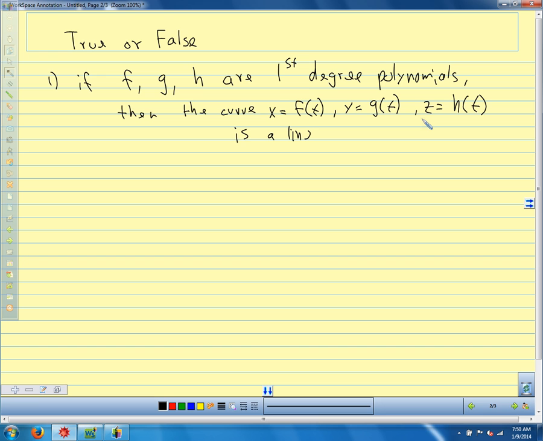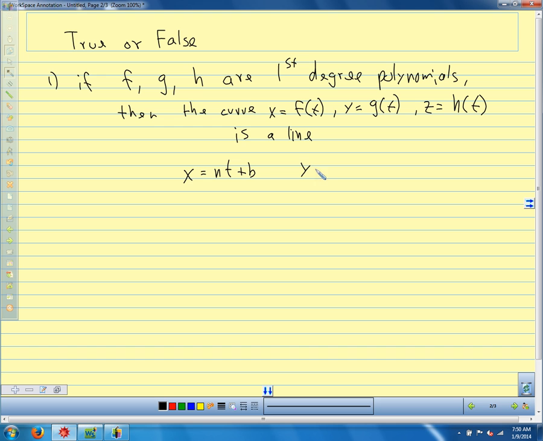So let's go a little further with this. If f of t is a first degree polynomial in t, how could we write some first degree polynomial for x? How would we write that as x as a first degree polynomial? x equals nt plus b, okay? Some arbitrary constant times t plus some other arbitrary constant. It's like y equals mx plus b. x equals nt plus b.